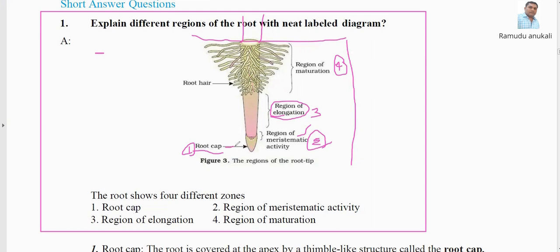Now the root cap has a thimble-like structure and covers the inside parts. It protects the parts behind it, like the region of meristematic, region of elongation, and region of maturation, and also helps the root penetrate into the soil.